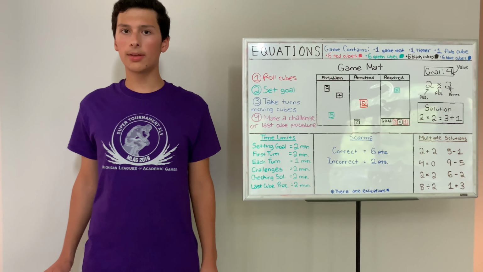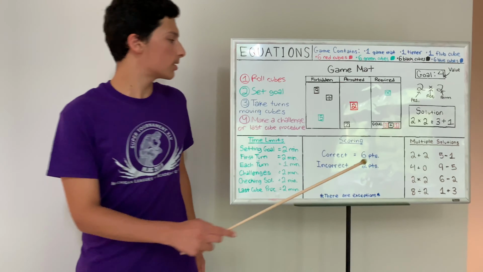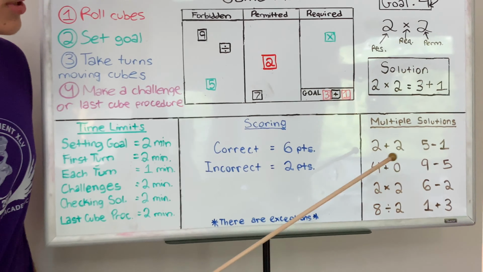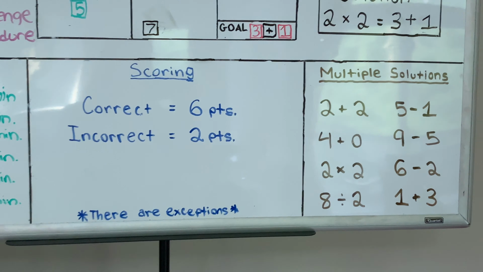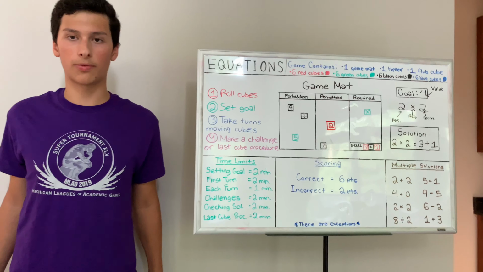Now that the goal is set, you should start thinking of some solutions that equal the value of the goal. In this example, the goal is 3 plus 1, which is a value of 4. So some possible solutions for this goal would be like 2 plus 2, 4 plus 0, 2 times 2, 8 divided by 2. There are many, many options when choosing a solution for your goal.